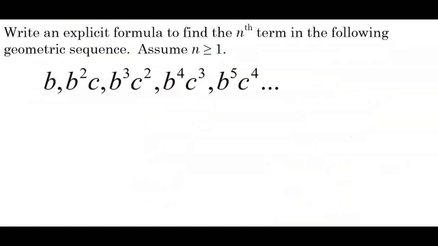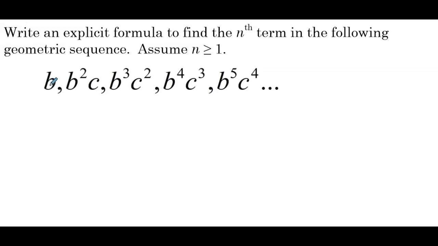Write an explicit formula to find the nth term in the following geometric sequence. Assume n is greater than or equal to 1. So looking at that sequence, there are a lot of letters there, but it doesn't change our approach. To write the explicit formula of a geometric sequence, we need the first term and the common ratio. So let's look at the sequence to identify that common ratio.